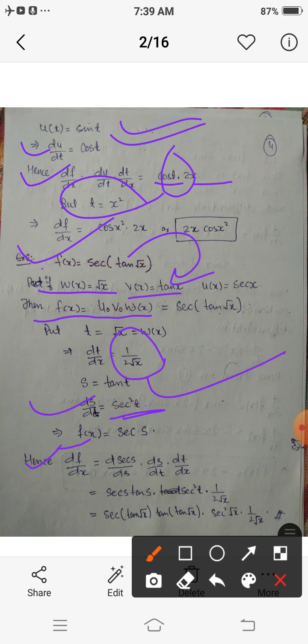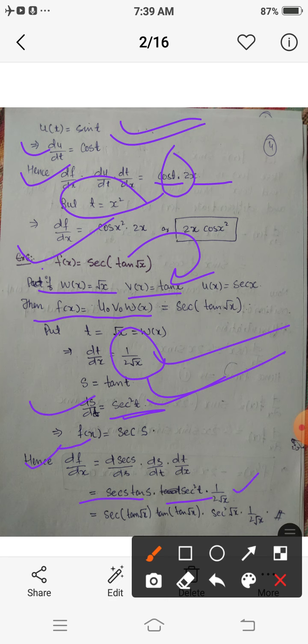Why is this of this type? Because by cancelling ds in numerator and denominator, and by cancelling dt in numerator and denominator, we simply get d sec, meaning df by dx. Now d sec by ds is sec s tan s, because differentiation of sec x with respect to x is sec x tan x, while differentiation of sec s with respect to s is sec s tan s. Now ds by dt is sec square t, and dt by dx is 1 by 2 root x.